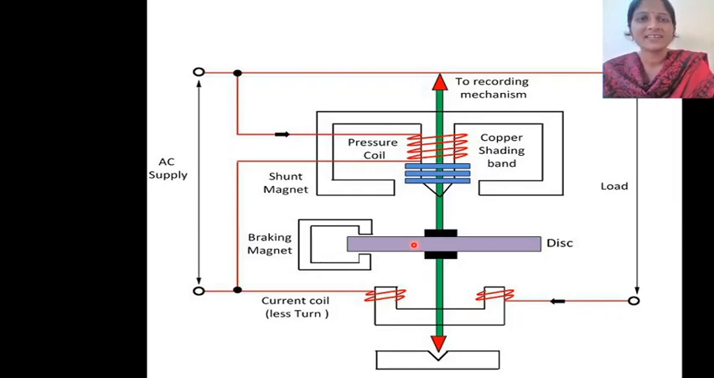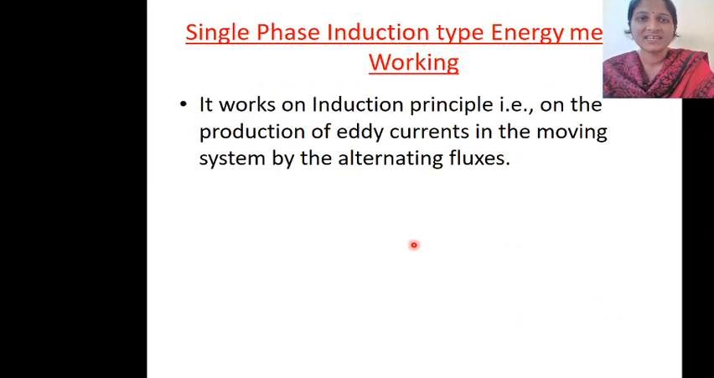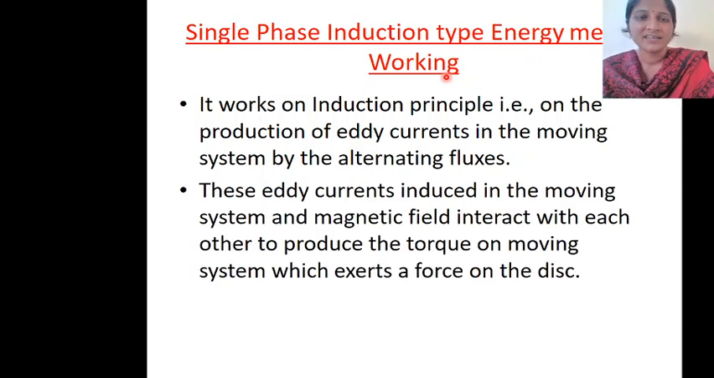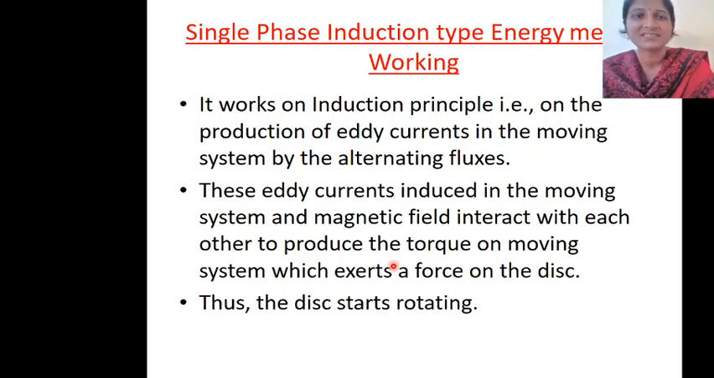So this is the working principle. Once again I will explain. It works on the induction principle, on the production of eddy currents in the moving system by alternating fluxes. Because of the alternating fluxes, eddy currents are induced, so the principle is called the induction principle, and hence the name induction type energy meter. Next, these eddy currents induced in the moving system and the magnetic field interact with each other to produce torque on the moving system, which exerts a force on the disc. Because of that force, the disc starts rotating. So this is the working principle.